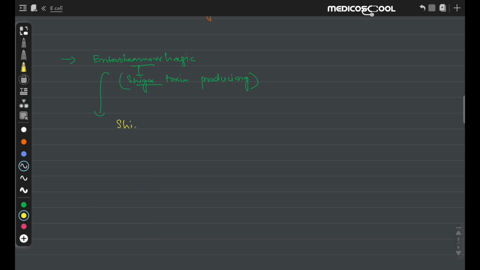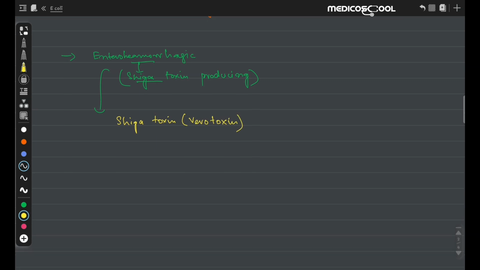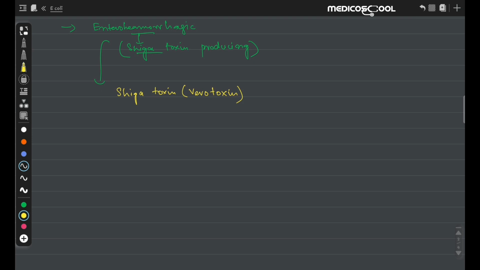The toxin is known as Shiga toxin, also known as verotoxin. What does this Shiga toxin do? This Shiga toxin removes the adenine from the 28S subunit of the ribosomal RNA of the ribosomes, and thus inhibits the protein synthesis.